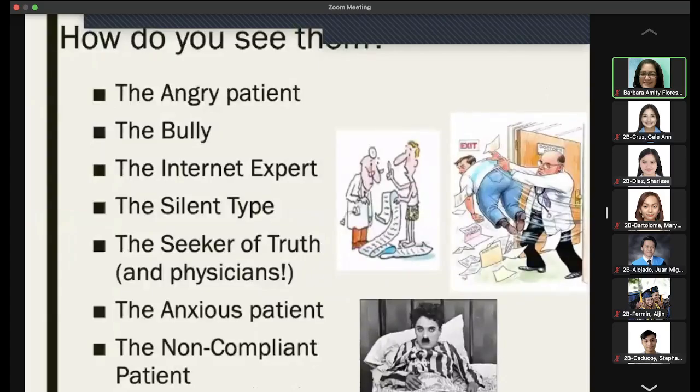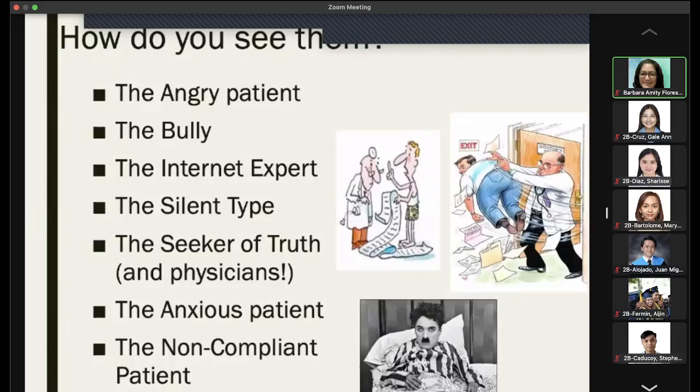And how do we see them? Okay, so we mentioned the patient characteristics, but these are the common labels for our patients. So we have the angry patient, the bully, the internet expert, the silent type, the seekers of truth, the anxious patient, and the non-compliant patient.